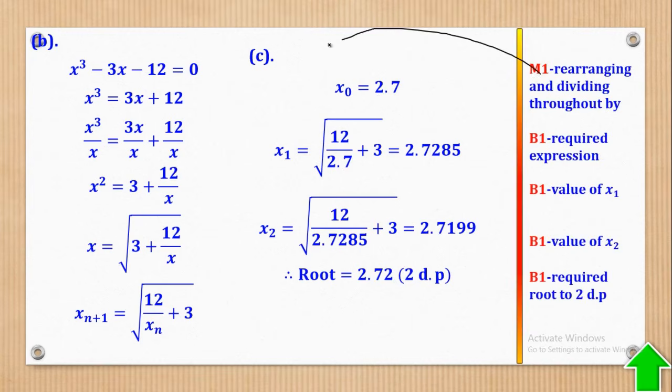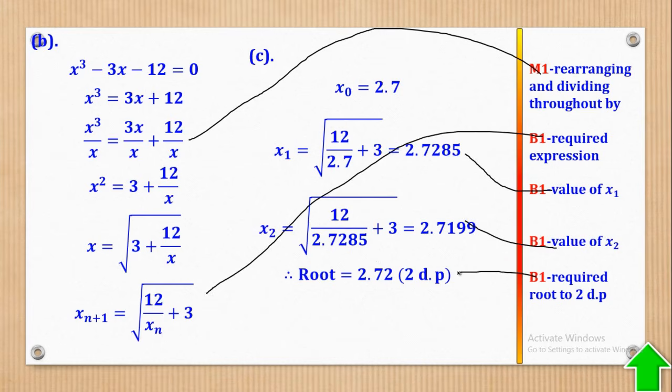So this one is for rearranging and dividing throughout by x, and B1 for the required expression, B1 for the value of x1, value of x2, required root.